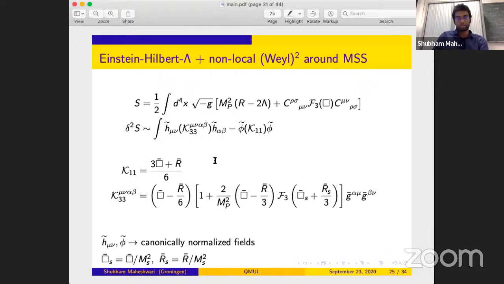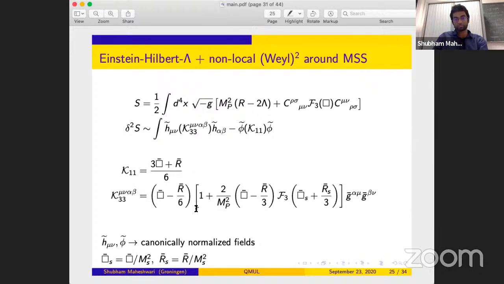the quadratic action looks like this, where you have only two non-zero components in the kinetic matrix, one for the phi scalar mode and the other for the h mu nu tensor mode. This tilde means that these are canonically normalized fields. So the kinetic term for the scalar has no UV contribution because there is no information about this non-local function f of 3. This is just the local contribution, but a non-local contribution comes in the tensor sector.